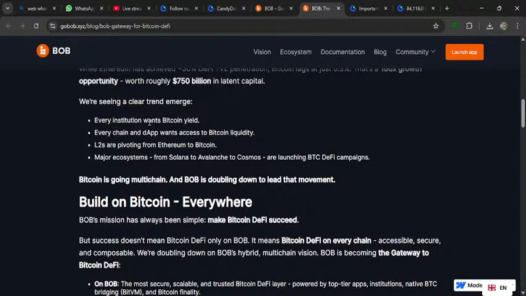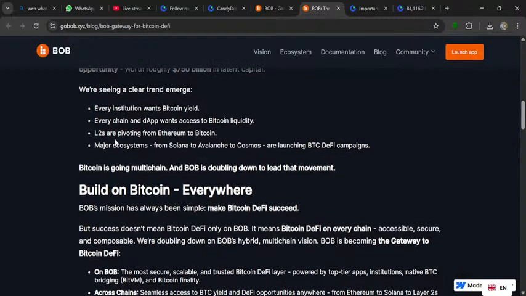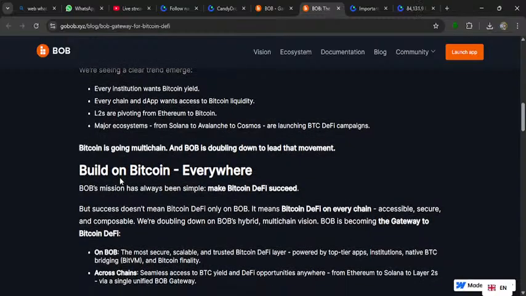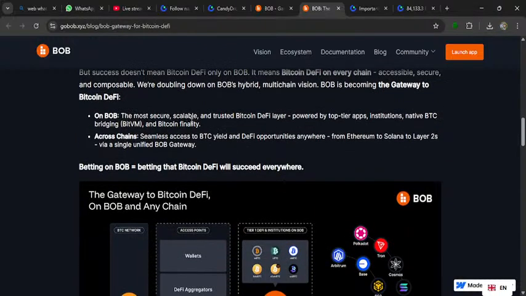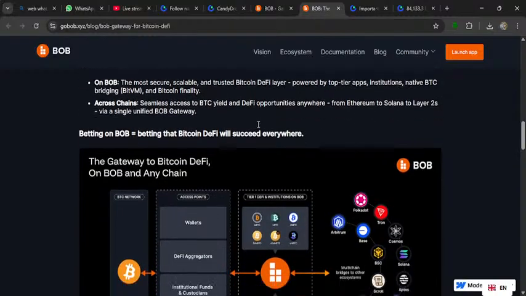Every institution wants Bitcoin yield on every chain, and the apps want access to Bitcoin liquidity. Layer 2s are pivoting from Ethereum to Bitcoin, and major ecosystems from Solana and Avalanche to Cosmos are launching BTC DeFi campaigns, and Bitcoin is going multi-chain, and BOB is doubling down to lead the movement. On BOB, the most secure, scalable, and trusted Bitcoin DeFi layer, powered by top-tier apps and institutions, native BTC bridging and Bitcoin finality.